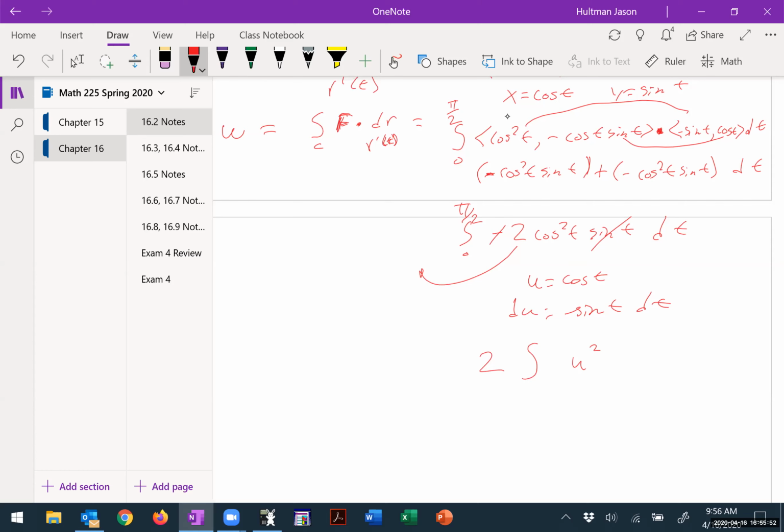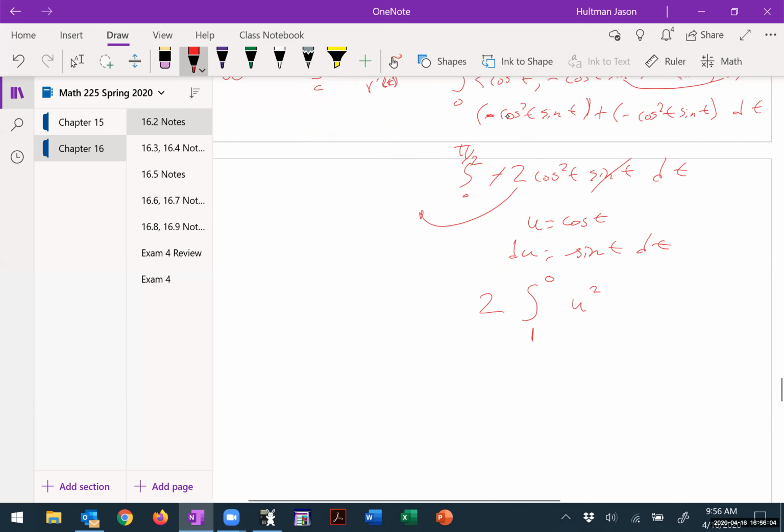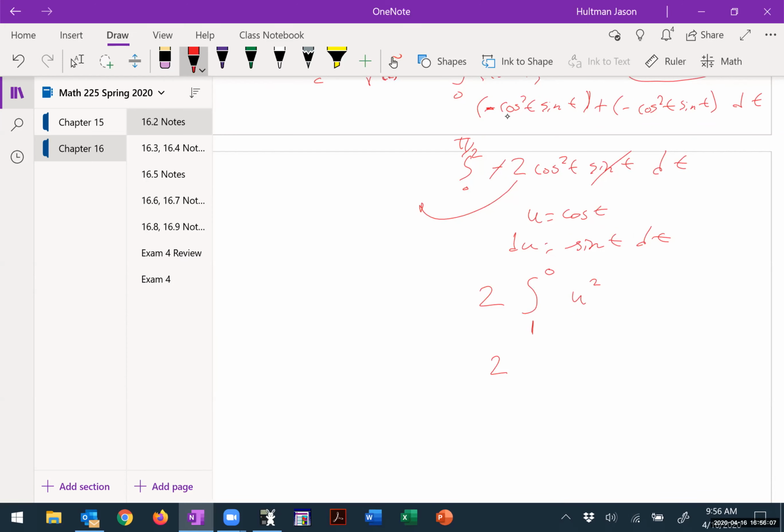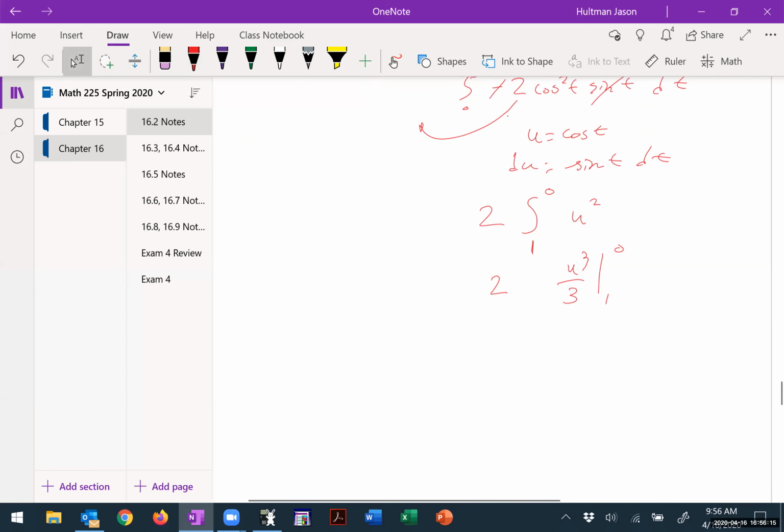I do need to translate my limits of integration. What is the cosine of 0? That's 1. What's the cosine of pi over 2? That's 0. So I've got 2 times u cubed over 3, evaluated from 0 to 1. So this is 2 times 0 minus 1/3, which is negative 2/3. And that is the work done over this vector field.